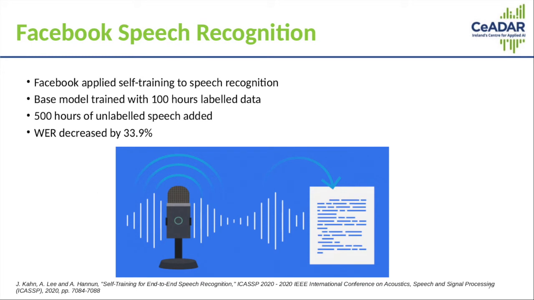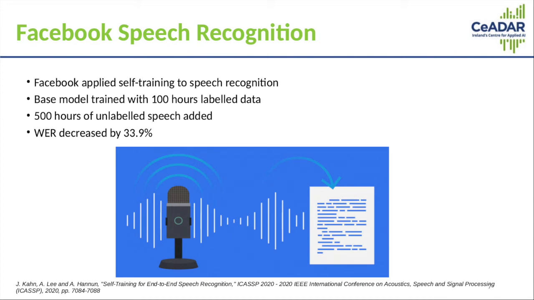So as an example of a successful use of self-training methods, last year Facebook made use of self-training to improve their speech recognition models. So starting off with a base model, which was trained with 100 hours of labeled data, so data which had been actually humanly annotated, they managed to increase the performance of this by incorporating 500 hours of unlabeled speech data and using self-training. And they found that they had a decreased word error rate of 33.9%, which is obviously a really significant improvement, especially when no extra effort was actually needed for this unlabeled data.